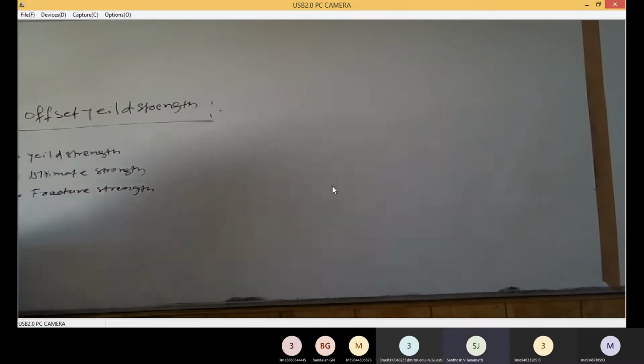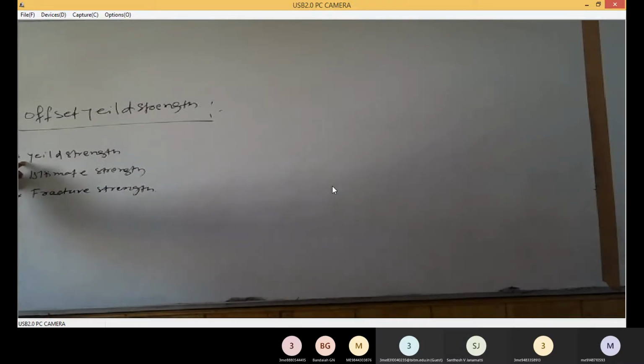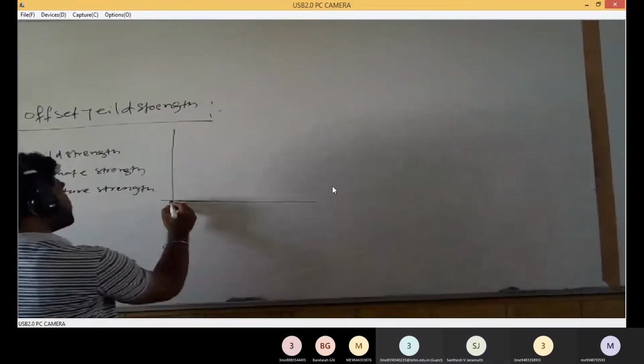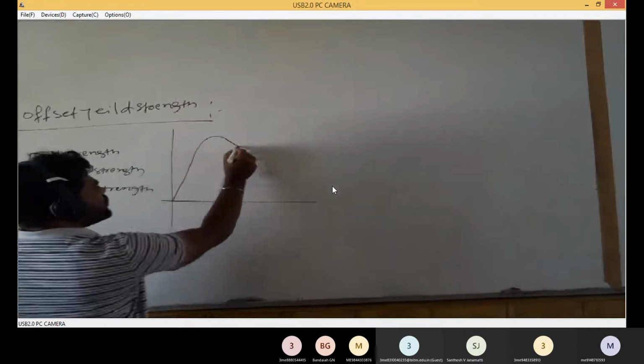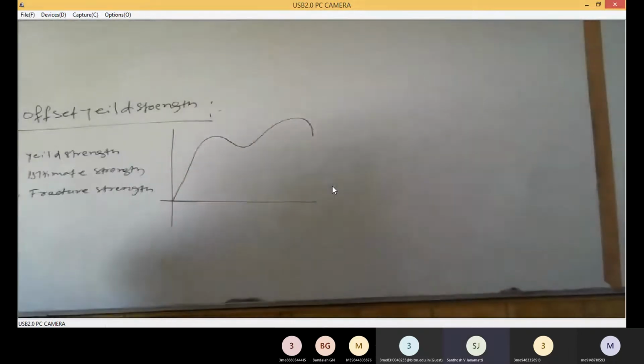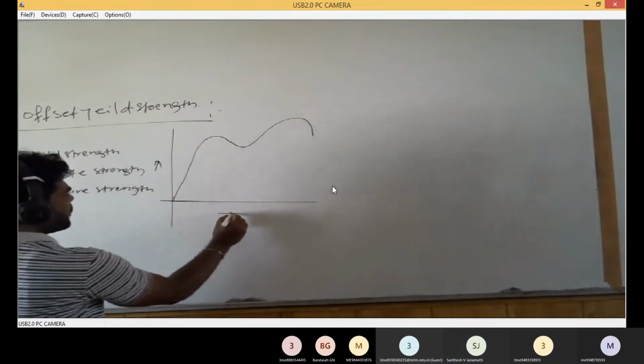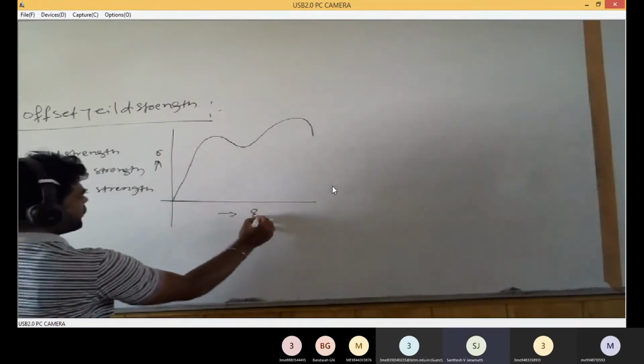Fracture strength. These three are very, very important: we have to find out the yield strength, ultimate strength, and fracture strength. Suppose the graph is like this. Yes, this is for mild steel material, which we already discussed.